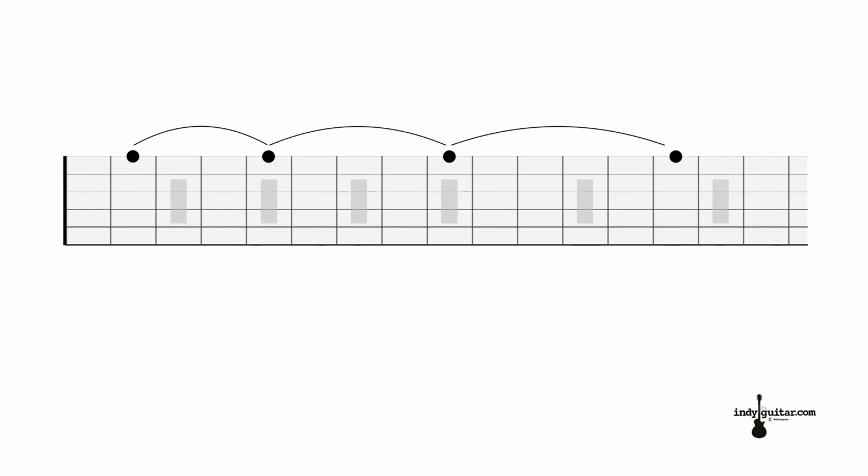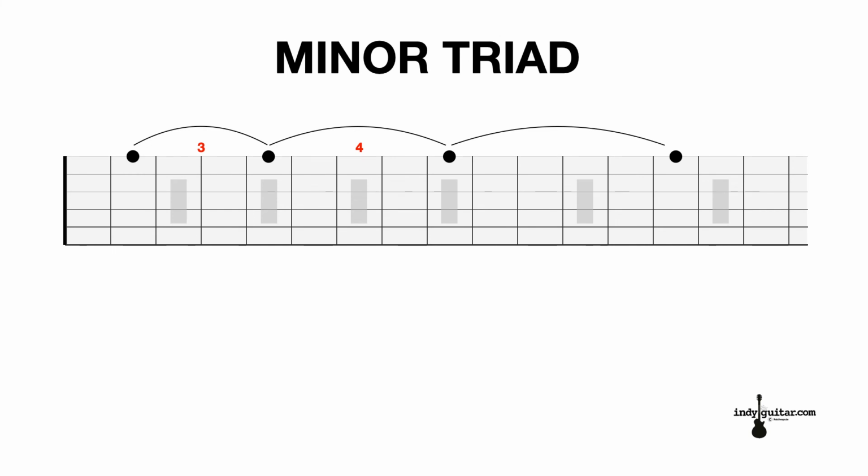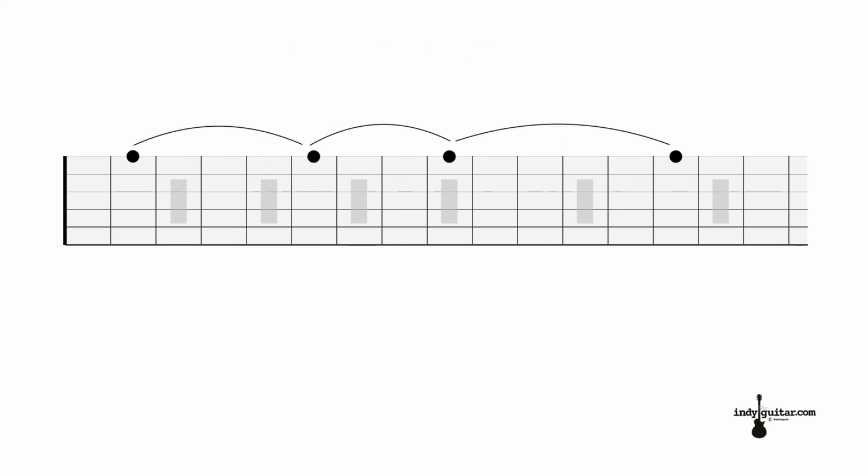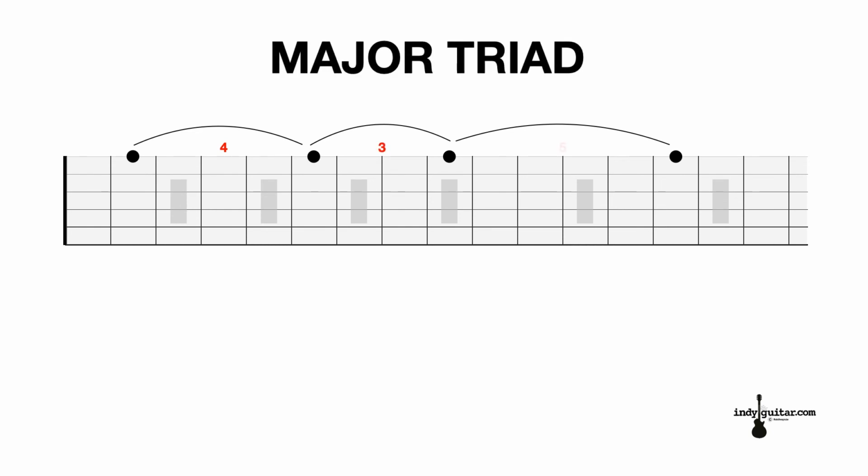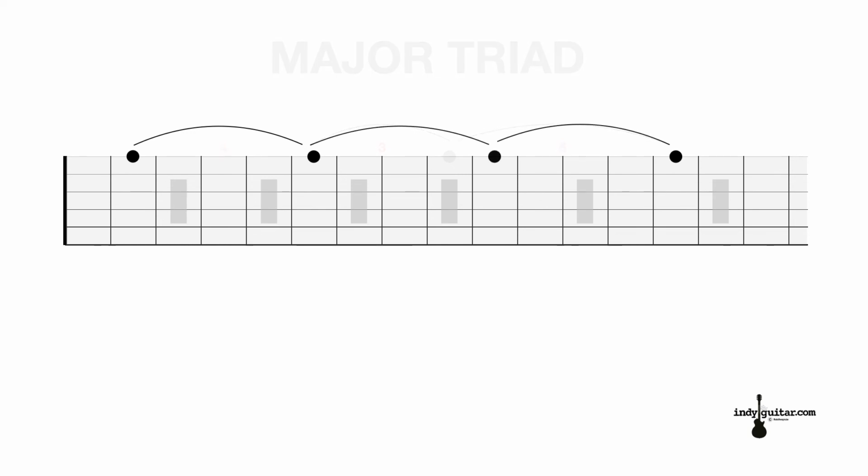Sharp that flatted fifth, and you get a minor triad. Sharp the third, or unflat the third, and you get a major triad. Don't forget the implied fifth on top.